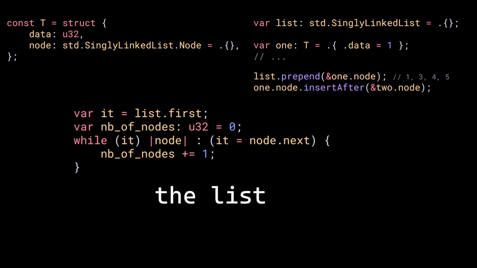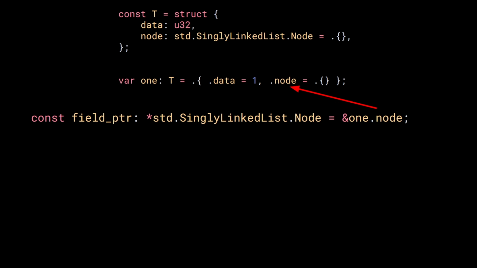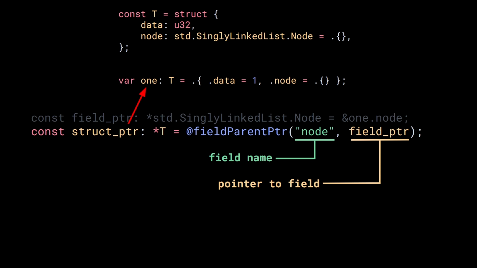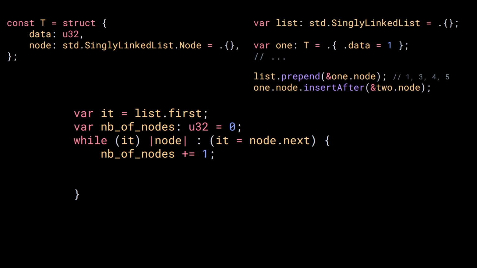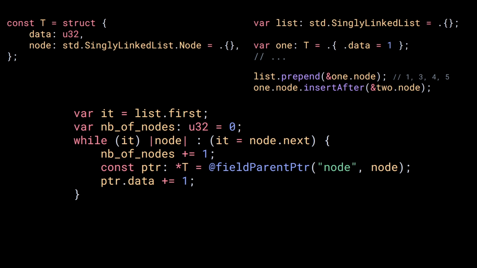Alright, this is great, but the list has no knowledge of the data. So what's the point of having a linked list if it doesn't have access to the data? Well, that's when the intrusive behavior kicks in. You see, when we add a node inside our data, it's like adding a backdoor inside our struct. Because when you have a pointer to a field of a struct, we can get a pointer to the struct itself by using @fieldParentPtr. So while we traverse our list, we have access to a pointer to the node field of our struct. So we can use @fieldParentPtr to get a pointer to the struct. Once we have this pointer, we can use or modify the data.